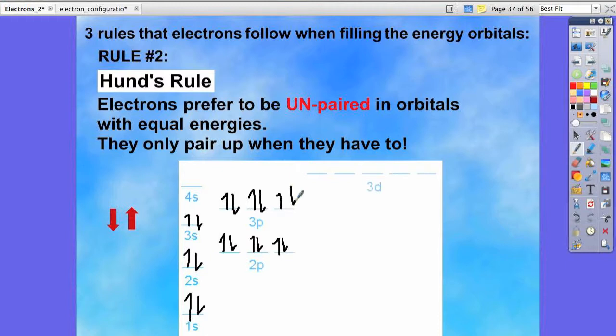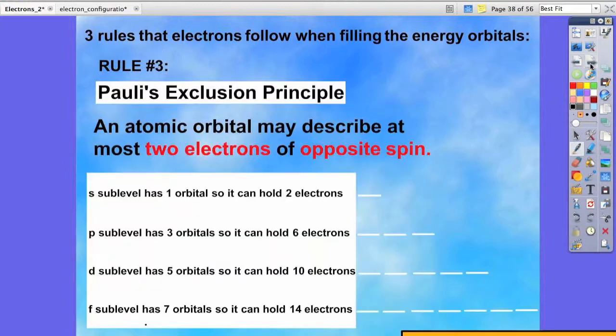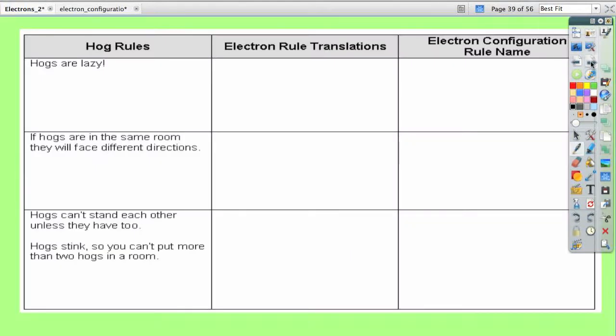Then this is actually going to go on your paper for the Hogs rules. That's the third one. Hogs can't stand each other unless they have to. This is Hund's rule. And here, Pauli's exclusion principle is talking about if dogs are in the same room, they will face different directions. So this is saying an atomic orbital may describe at most 2 electrons of opposite spin. So here's how we will place them: one facing like this, the other one like that. So here they are.